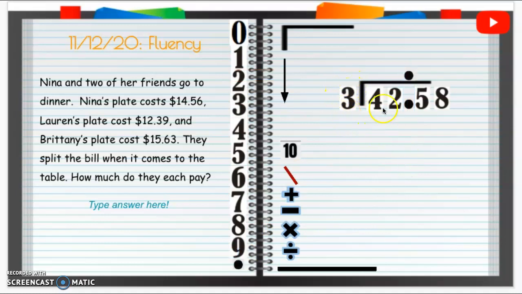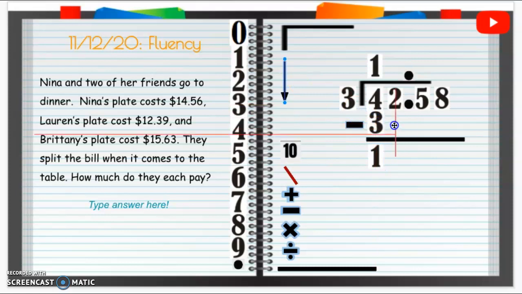Now, how many times can 3 go into 4? Well, 3 can go into 4 one time. So I'm going to put that 1 above the 4. Now I can do 3 times 1, which is 3. And now I will be able to subtract. All right, so now I have 4 minus 3, which is 1. And then I'm going to bring down that 2.